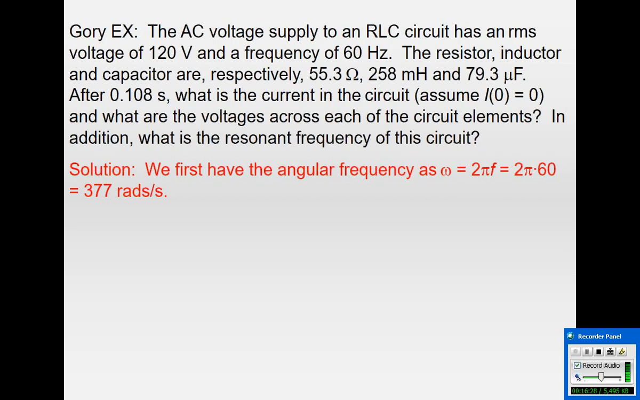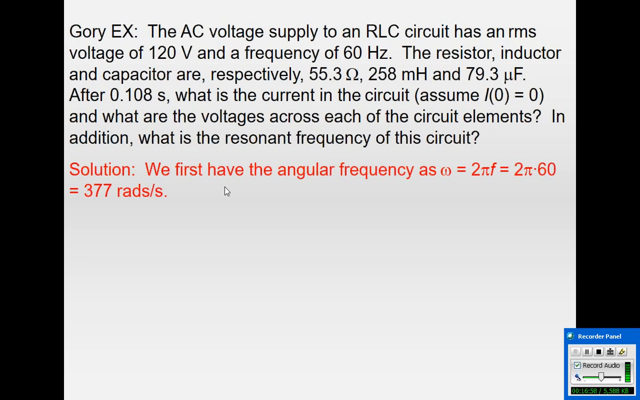And we're given this question: after 0.108 seconds, what is the current in the circuit, assuming the initial current is 0, and what are the voltages across each of the circuit elements? And for that matter, what is the resonant frequency of this circuit? The circuit is not necessarily at the resonant frequency. There's no guarantee that 60 hertz is the resonant frequency of the circuit.